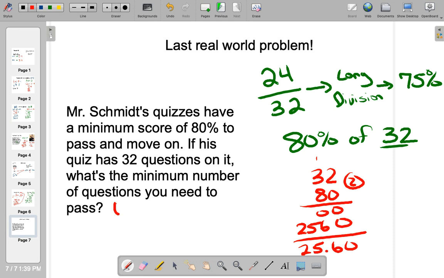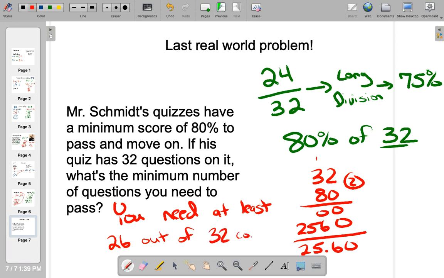Therefore, you need at least 26 out of 32 correct. And that is the retake video of percent of.